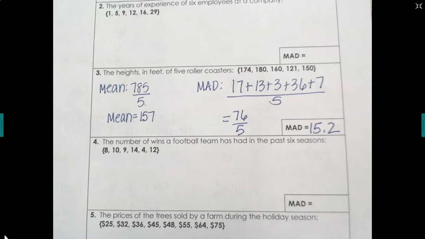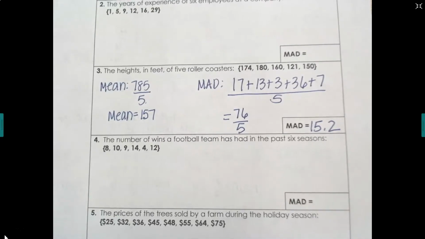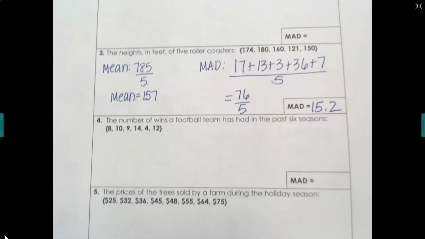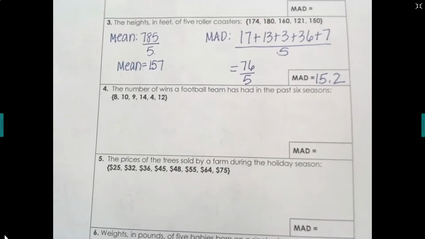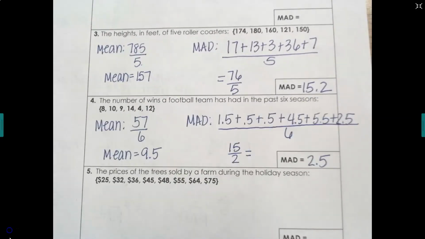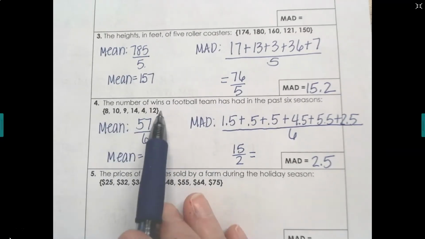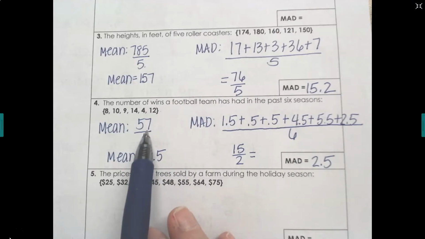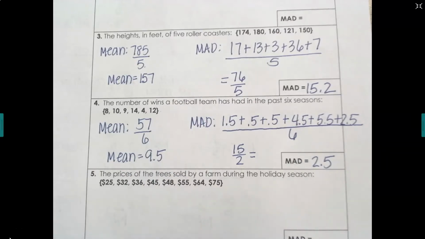Okay. Hopefully this is starting to feel pretty okay. Let's go ahead and have you try number 4 on your own, and then come back to see how you did. All right, taking a look at number 4, I added everybody up here in my data set, and I got 57. There are 6 numbers, so I divided by 6 and got a mean of 9.5.